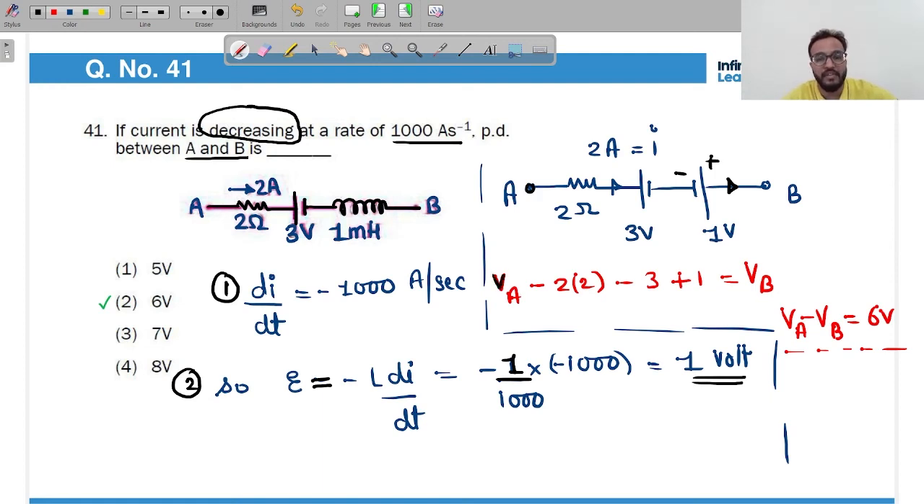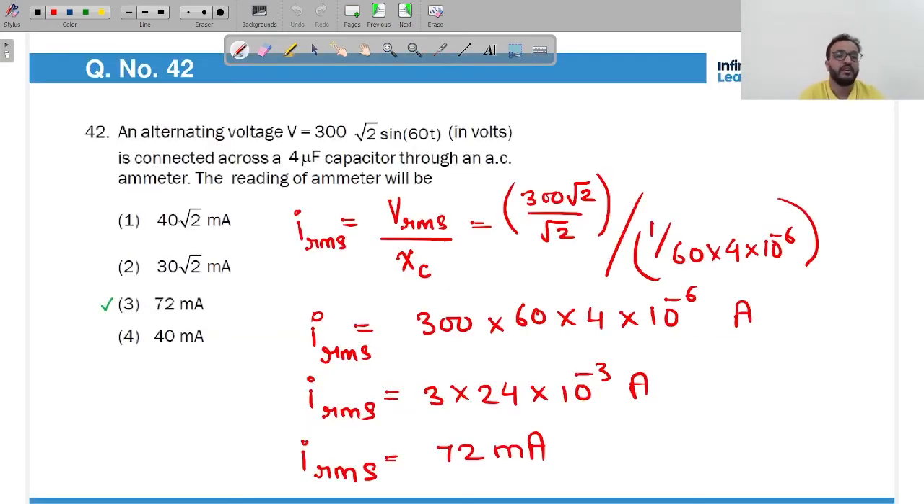Start from A. So VA. Now the drop in the resistance will be minus IR, 2 into 2, 4. Again the drop in this battery will be minus 3 volts. Then there will be a rise in the inductor. Why? Because it is supporting the current. So plus 1 will be equal to VB. So VA minus VB comes out to be 6 volts. Understood, my dear students?